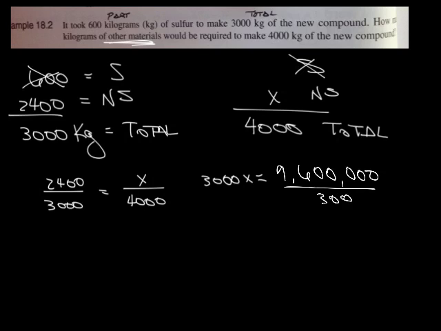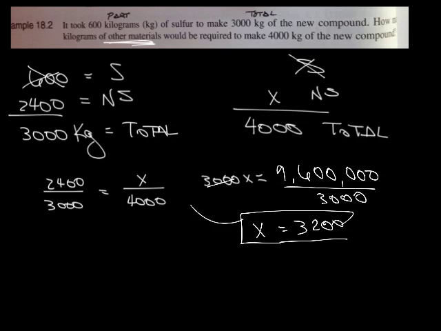Okay, we're going to divide that by 3,000 to find out what x is. And x then is 3,200. So that means the not sulfur is 3,200 kilograms. And that's it for example 18.2.